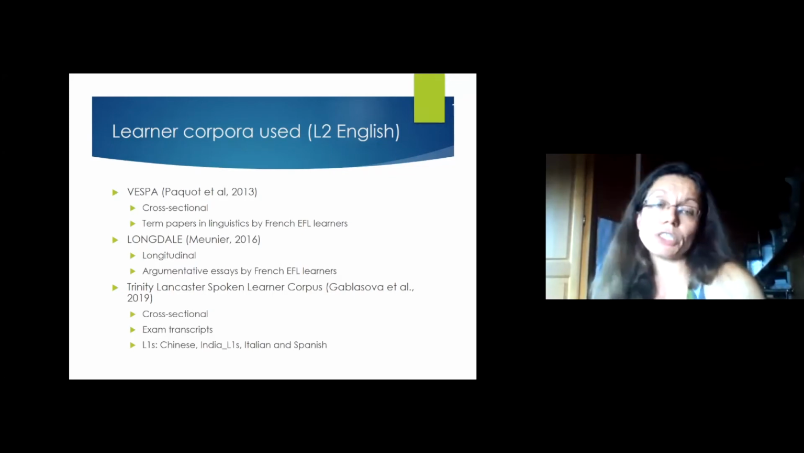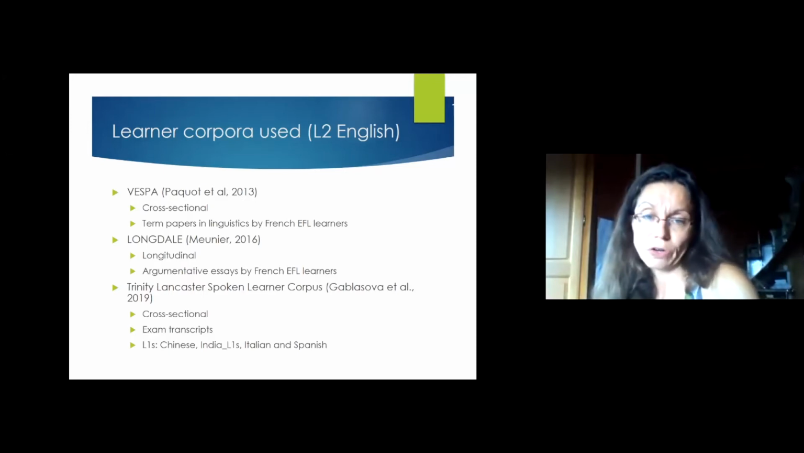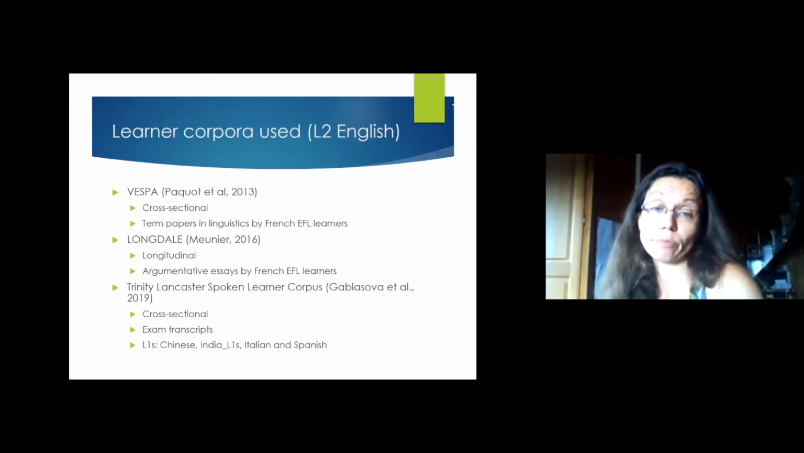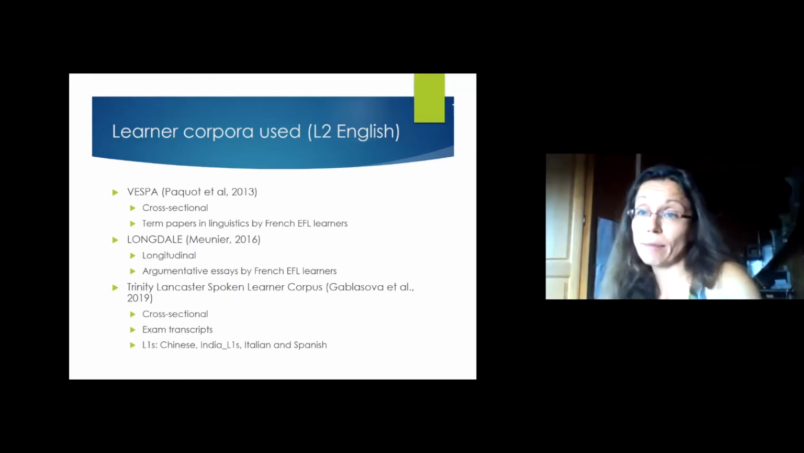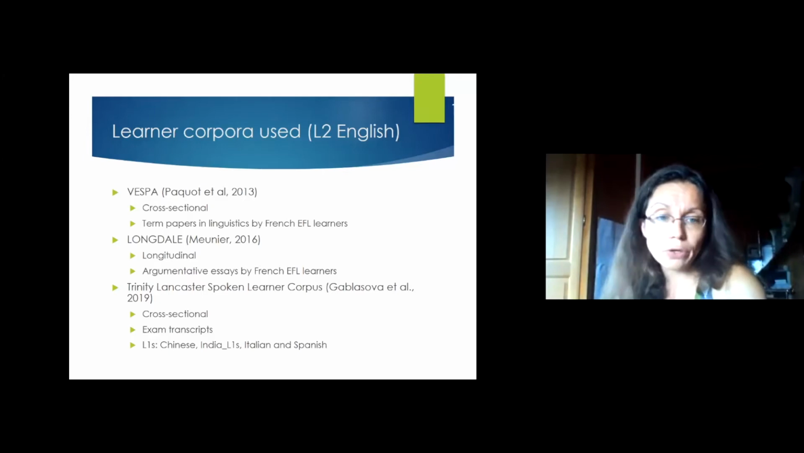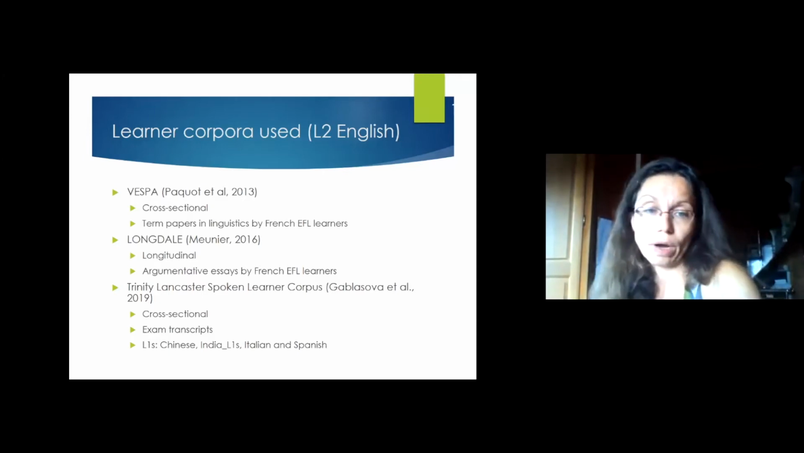The Longdale, which is a longitudinal corpus of argumentative essays, same thing. You'll find a variety of L1 backgrounds, but I focused on the subpart that was written by French EFL learners. And lastly, the Trinity Lancaster spoken learner corpus, which is a cross-sectional corpus of exam transcripts from learners with a variety of L1 backgrounds.